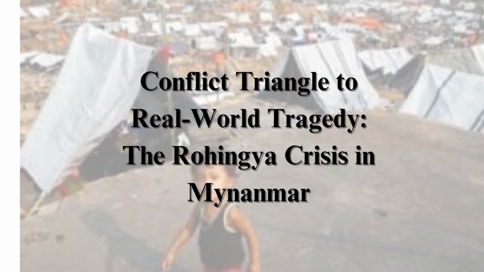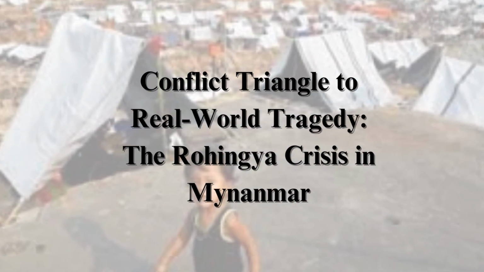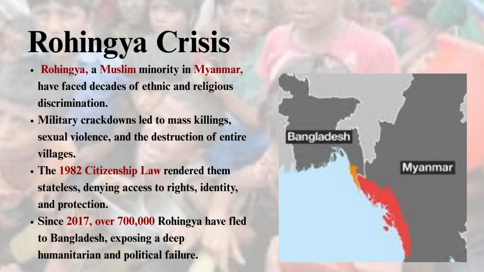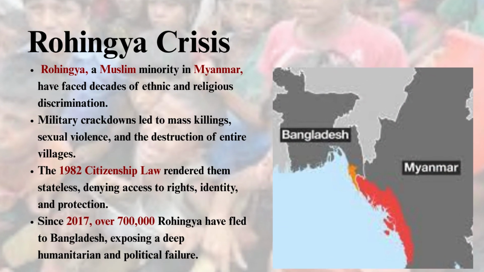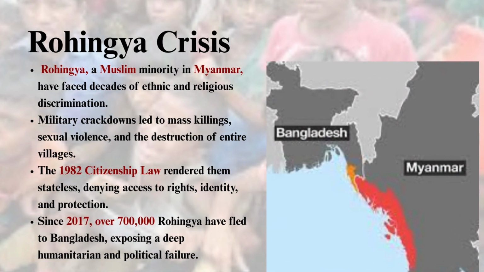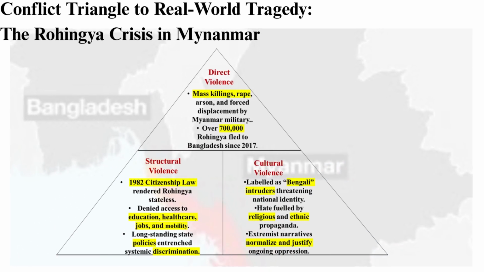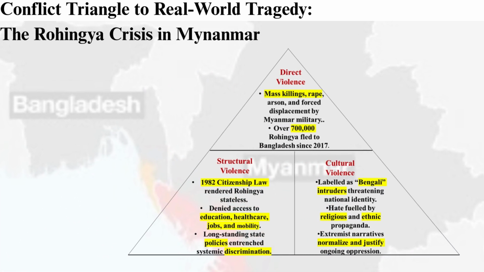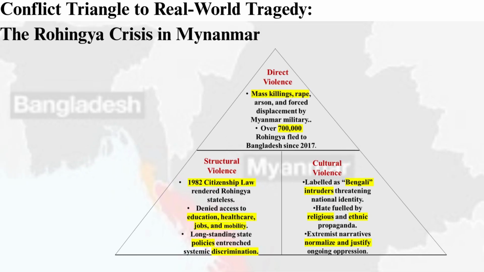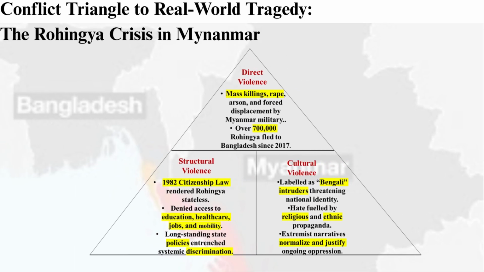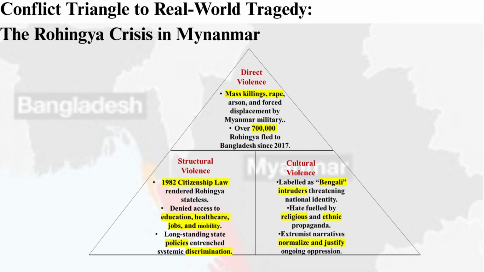Let's understand the Rohingya crisis through the lens of Galtung's violence triangle. The Rohingya crisis isn't just conflict, it's layered, structural, and deeply rooted. Let's break down the Rohingya crisis using Galtung's violence triangle. At the top is direct violence, the visible brutality, killings, rapes, arson, and forced displacement.